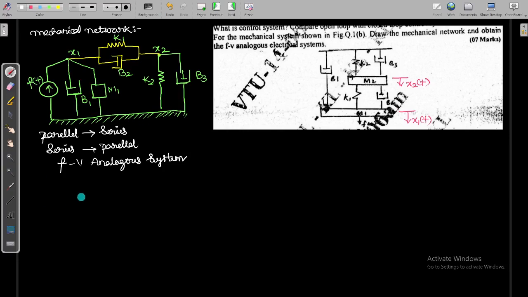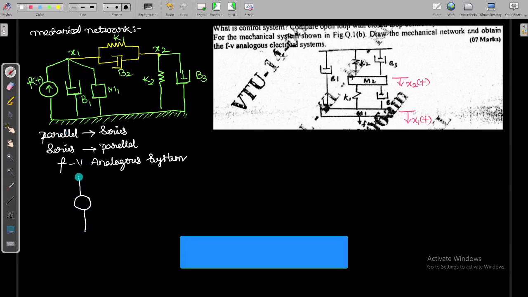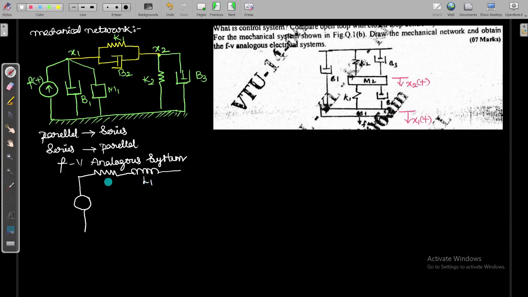So in place of force you are going to get one voltage source, as well as in place of the damping coefficient you are going to get one resistance. So first I am going to connect the resistance. Next, in place of mass you are going to connect one inductor. Both are connected in series, because actually they are connected in parallel. So we are going to take it as V of t.